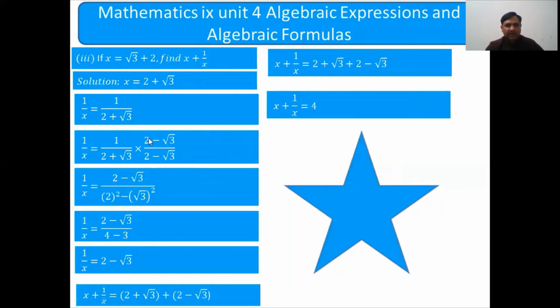So after multiplication and division, we have 2 minus square root of 3 divided by 2 square minus square root of 3 square. So 4 minus 3, and so the value of 1 by x will be equal to 2 minus square root of 3.